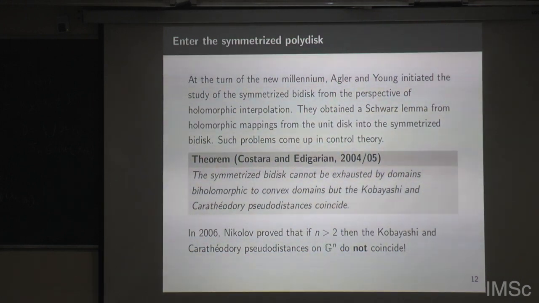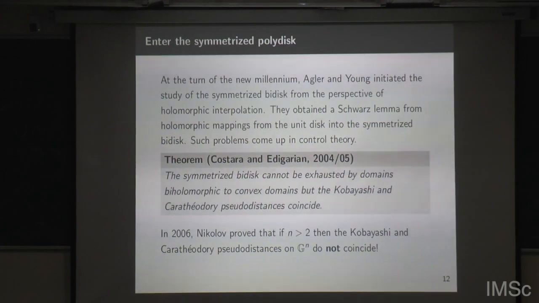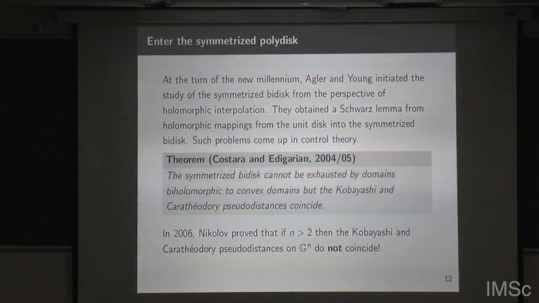They wanted to consider holomorphic interpolation from the unit disk to the spectral unit ball, and they realized that problem is exceedingly difficult, and they noticed that you can reduce it to interpolation to this symmetrized bidisk for the dimension 2 case. So they were interested in interpolation from the unit disk to the symmetrized bidisk, and they proved a Schwarz lemma for holomorphic mappings from the unit disk to the symmetrized bidisk.